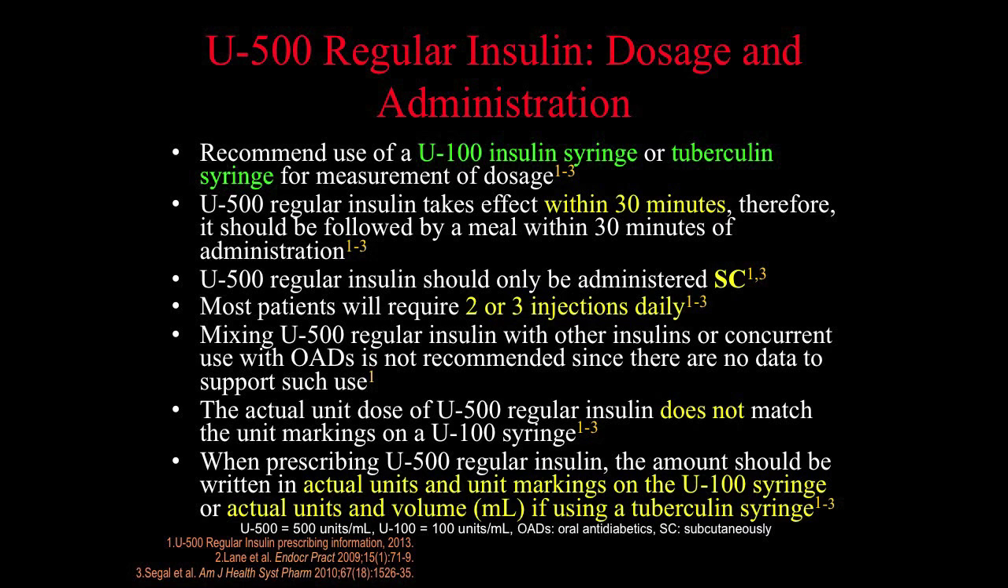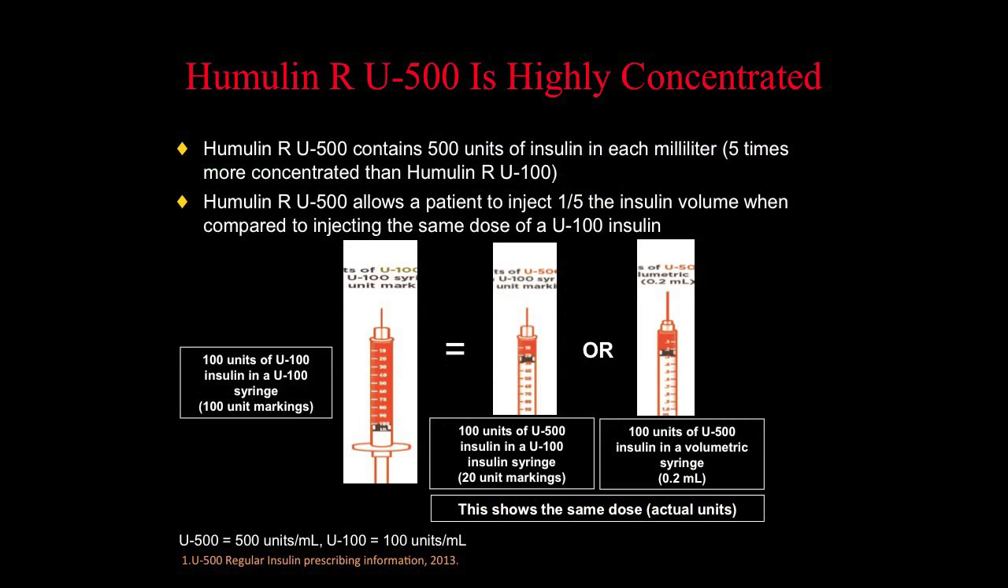It's sub-Q. Usually the patient needs 2 to 3 injections daily, and in the prescription we mention the unit marking instead of the actual unit. I'm going to give you an example later. As you see here, this is 100 units of the U100 insulin.